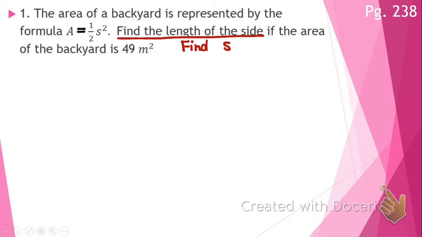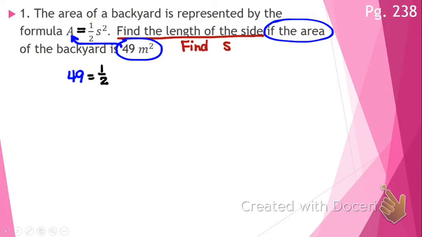Find the length of the side if the area of the backyard is 49 meters squared. So I'm going to take 49 and I'm going to put it in the place of the A right here. So this is going to become 49 equals 1/2 S squared. All right, so we are solving here. That means order of operations backwards. Anytime we are solving or isolating, we go backwards.